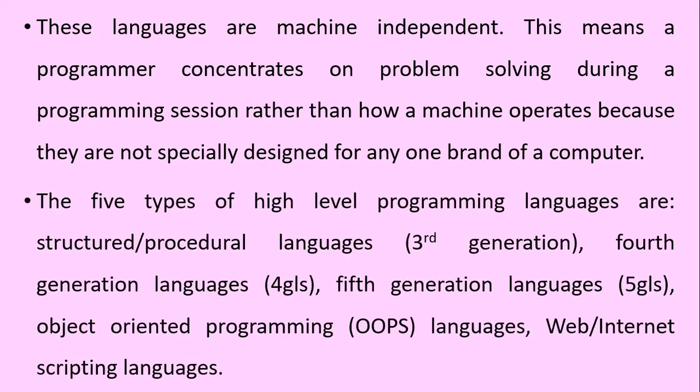The 5 types of high-level programming languages are, number 1, structured or procedural languages. These ones normally form what we call the 3rd generation. Number 2, the 4th generation languages, or 4GLs. Number 3, 5th generation languages, or 5GLs. And then we have object-oriented programming, or OOP, languages. And lastly, we have web or internet scripting languages.